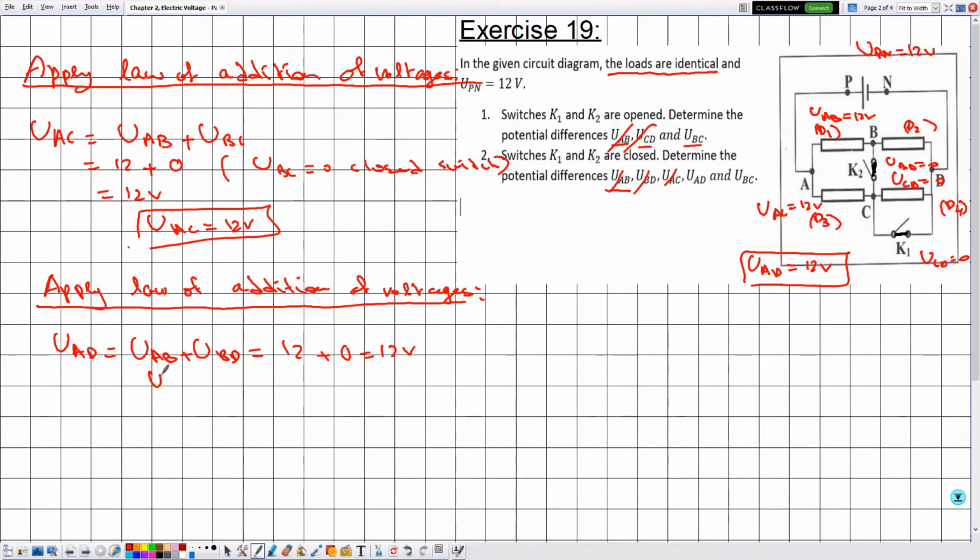So UAD is equal to 12 volts. And now as for UBC, simply UBC is equal to 0. So the voltage, or we can directly say close the switch, because the voltage across a closed switch is 0.